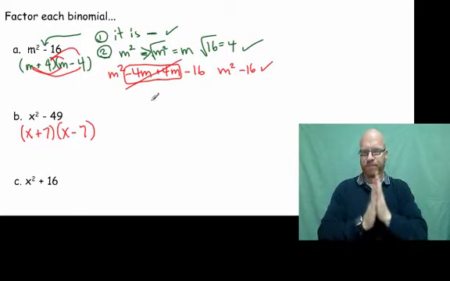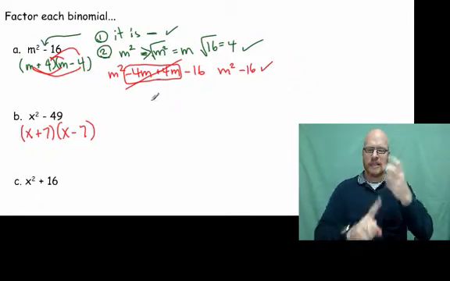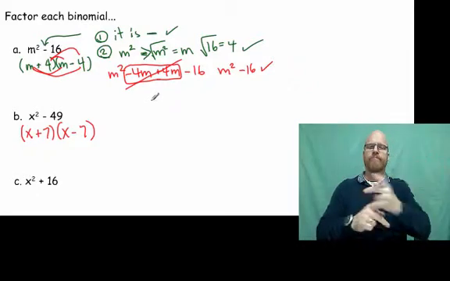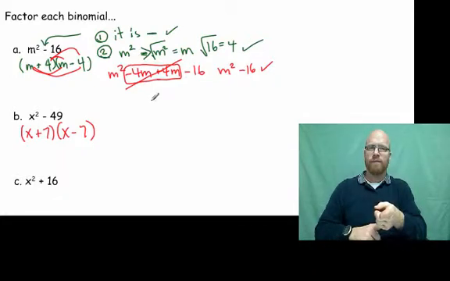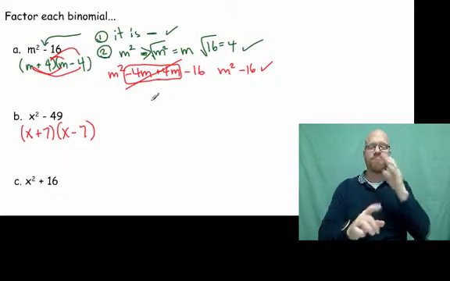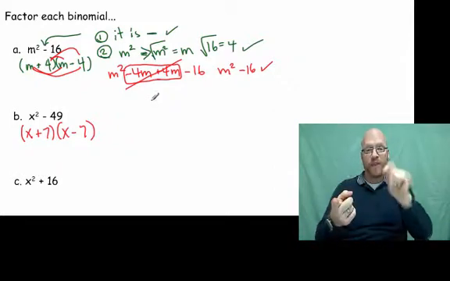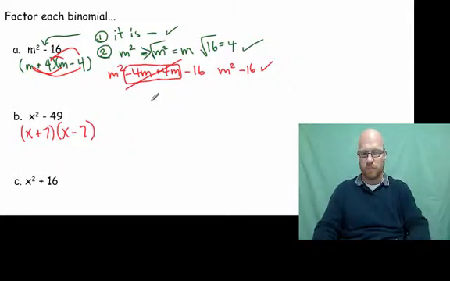We're going to move to the third example here. X squared plus 16. Well, gotta stop right there. It fails. We can't use this technique because it's not the difference of two squares. It is the sum of two squares. So therefore, example C is prime. We are not able to factor it.